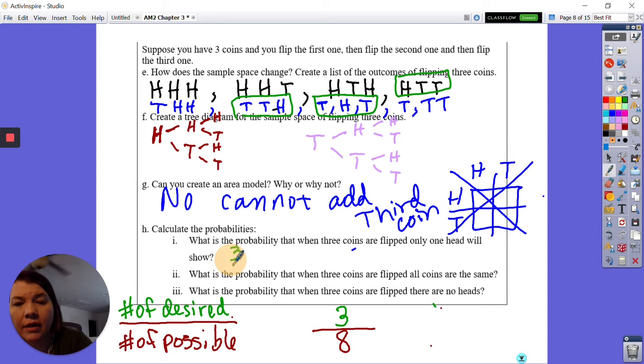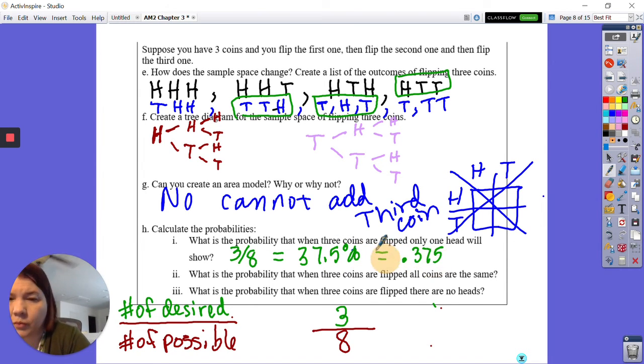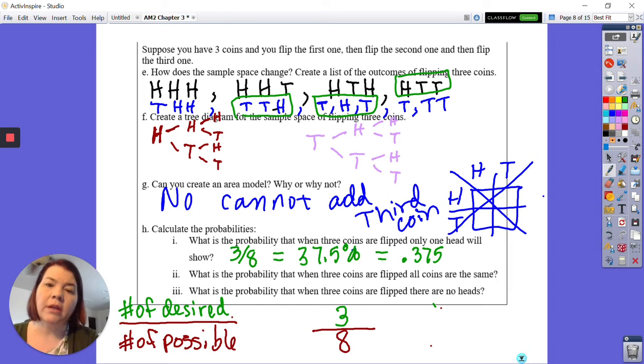So it's 3/8, which is, using a calculator in case you're wondering, 37.5% or 0.375. So that fractions, decimals, percents work we did in middle school, it pays off right here.